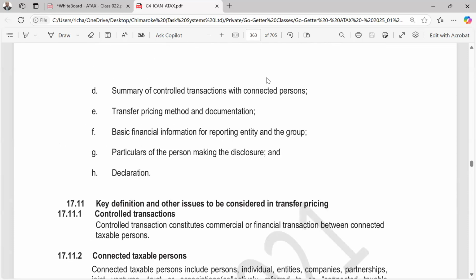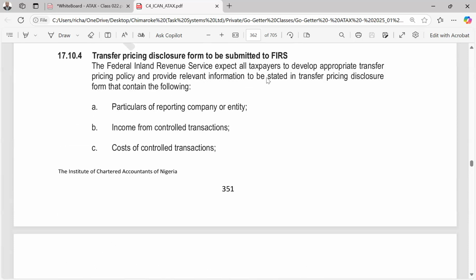Okay. So some of the things that will be disclosed in the transfer pricing returns submitted to FIRS are the particulars of the reporting company, and income from controlled transactions. When I say controlled transactions, these are transactions of, say, a group of companies. These are transactions between related parties. So you need to provide particulars of the reporting company.